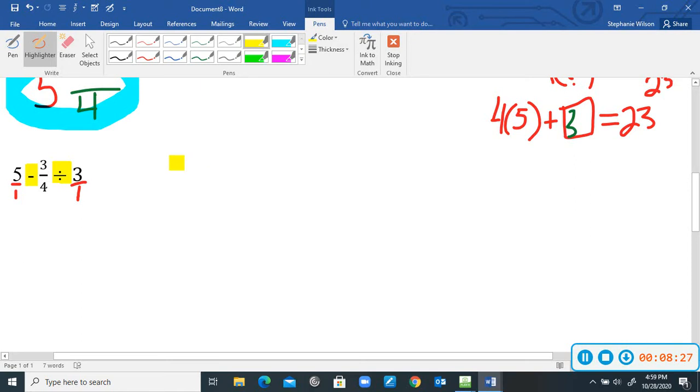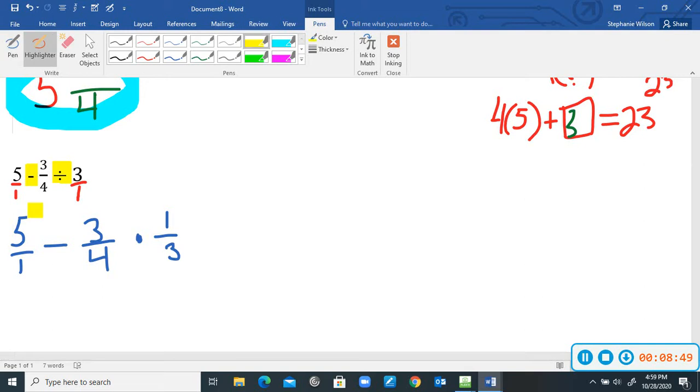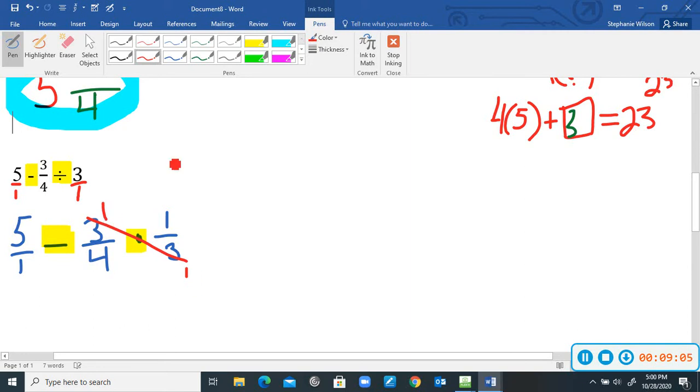So next, I want to go ahead and just bring down the 5 over 1 and the minus, and I'm going to apply my rule for division of fractions. It says I'm going to keep the first term, change division to multiplication, and flip the second. Now I see that I have this subtraction again, and I have the multiplication. Multiplication comes before that subtraction, so I'm going to reduce if I can. If I can't, I'm going to go ahead and multiply straight across. But what I see is that my 3's reduce, so yay, that worked out nice.